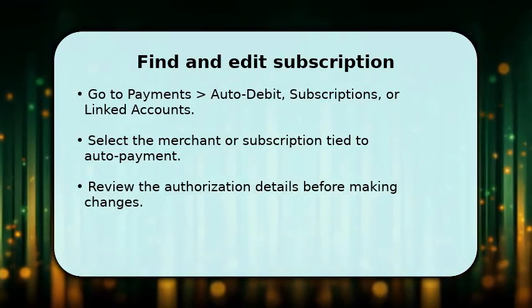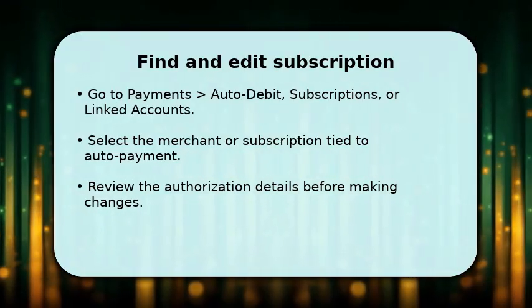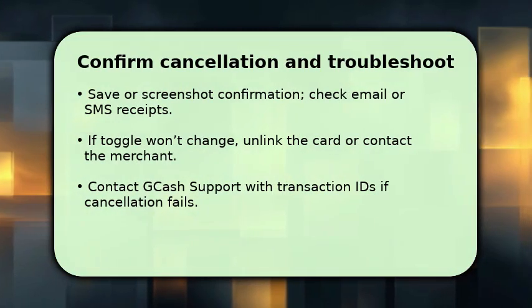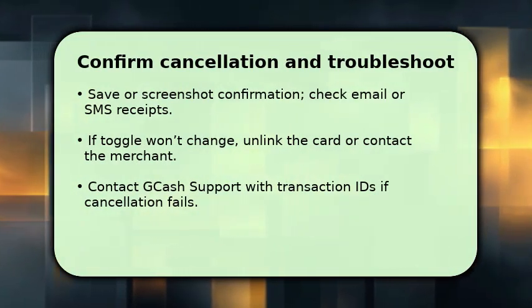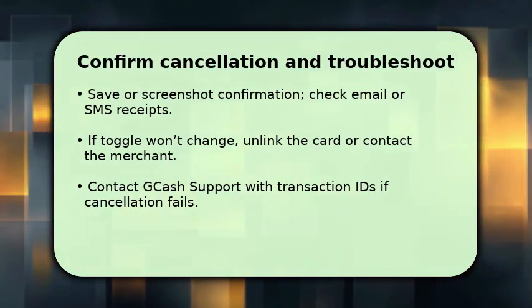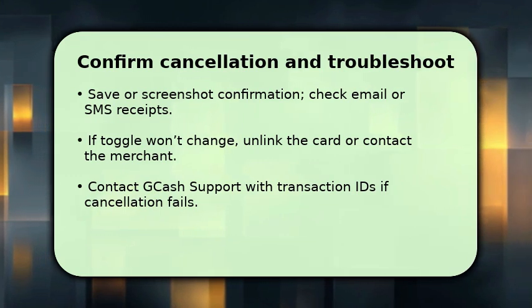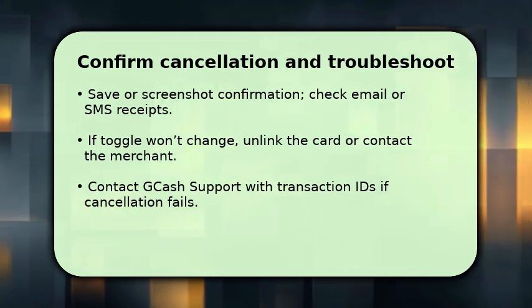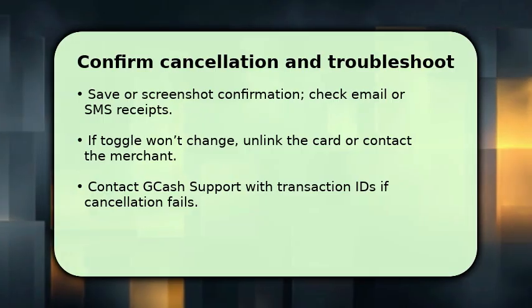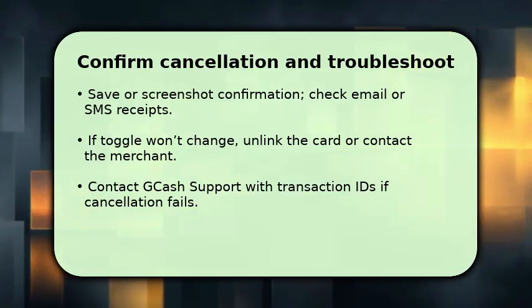The final steps are confirmation and verification. Save screenshots or note the confirmation message, and check your email or SMS for a cancellation receipt. If the toggle won't change or the merchant still charges, unlink the linked card or bank from your Gcash wallet. That cuts off future debits.